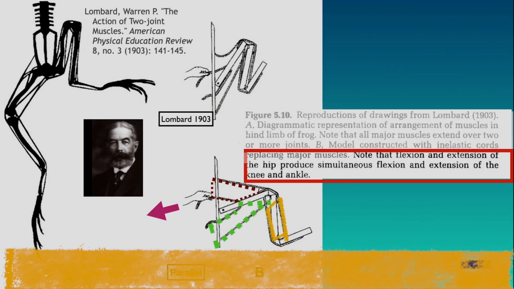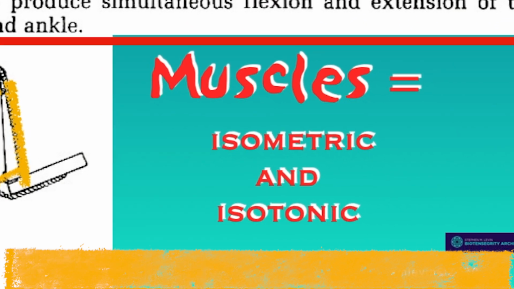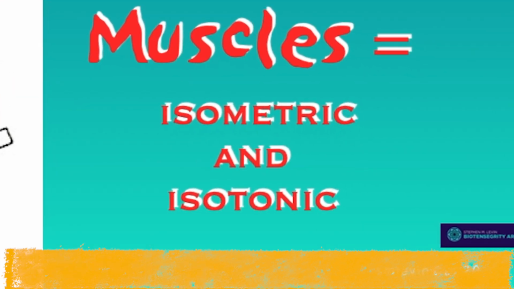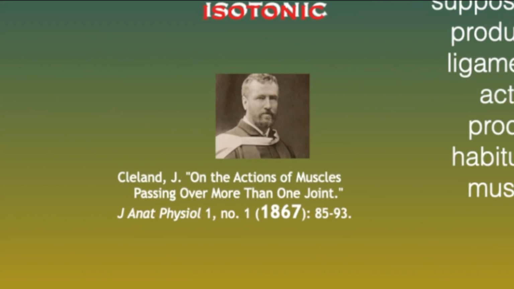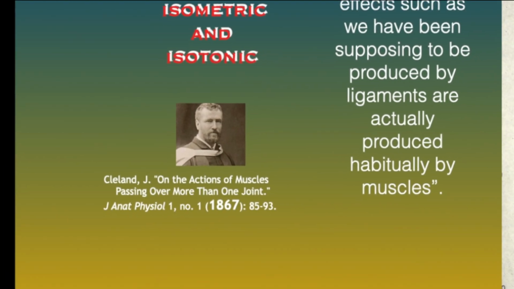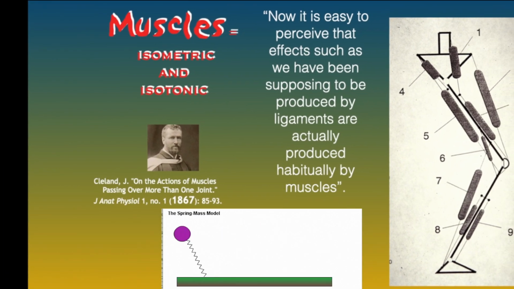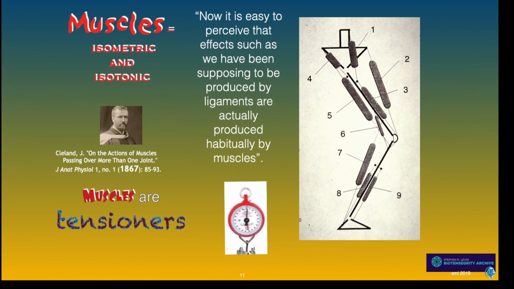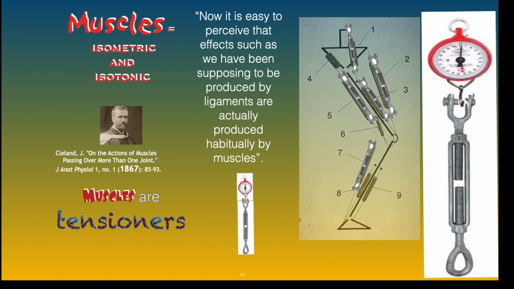Let me bring you back to something you might have missed on one of the earlier slides. In a closed kinematic chain, for the most part, muscles remain isometric and isotonic, the same length and the same tone. Professor Cleland noted this in 1867, where he noted that muscles often behave as ligaments, meaning they didn't behave as springs, more as tensioners like turnbuckles. They maintained tension in the system, but did not further contract it.